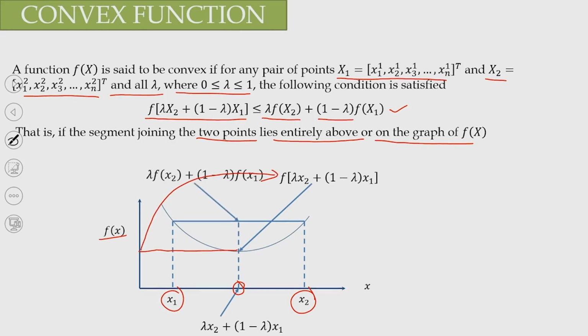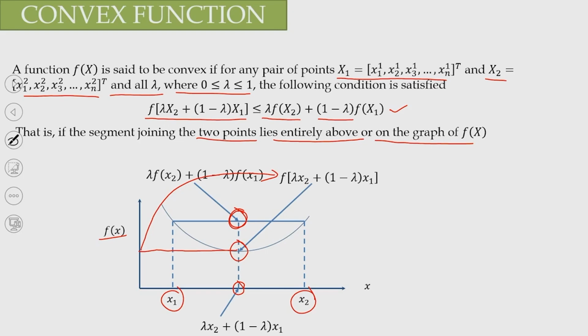Now, what is this value? This value is lambda f(x2) plus (1 minus lambda) f(x1). Now, if this particular point is above this point, then in that case this function is called a convex function.